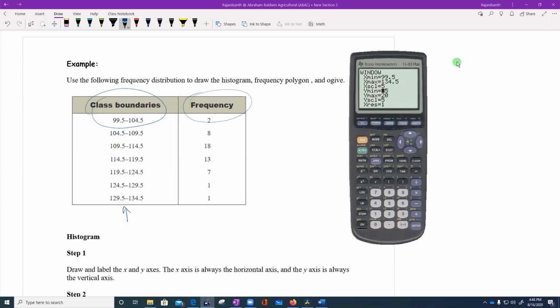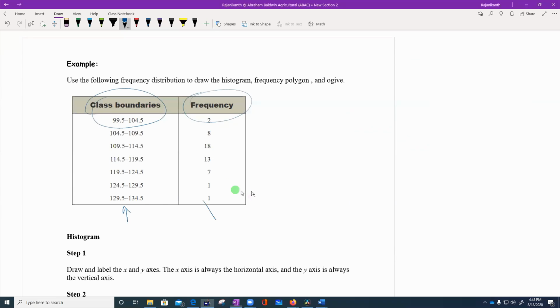And your y minimum, what does y minimum mean? Y is my frequency values. I'm not getting any negative values. If you want, you could put 0 there as well, it doesn't matter, but I'm keeping it as negative 5. Y maximum I am keeping as 20 because my maximum is 18. Remember, these are all frequency values for y, and my class boundaries are from x.